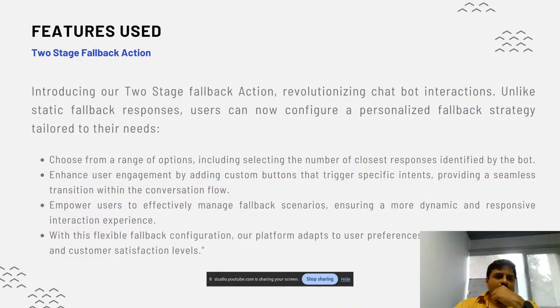And of course, the second one is two-stage fallback action. I've already covered the details about this part. It's basically that instead of having static fallback responses, you can personalize your fallback strategy, tailored according to your needs. That is what two-stage fallback action is.